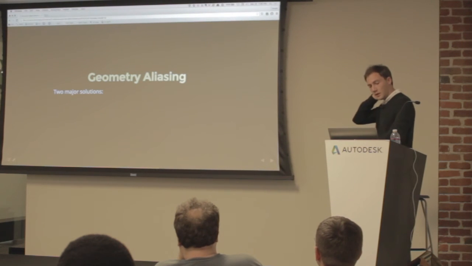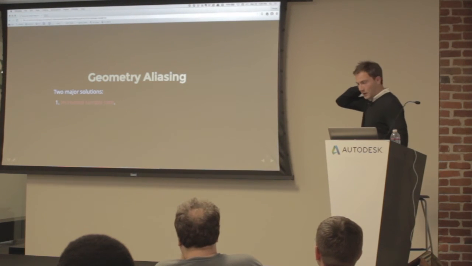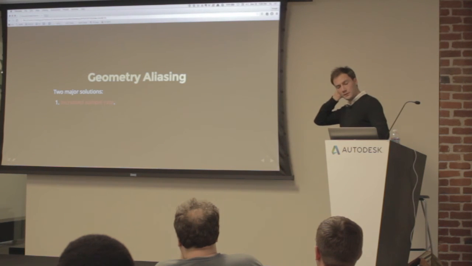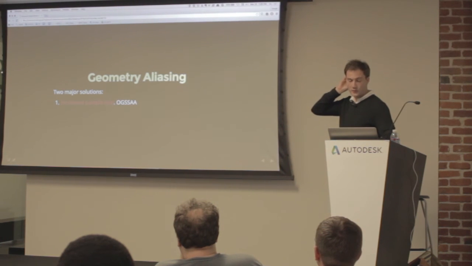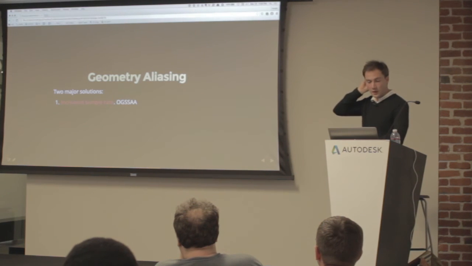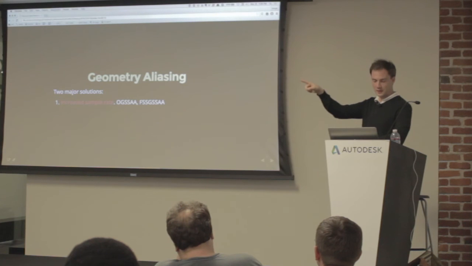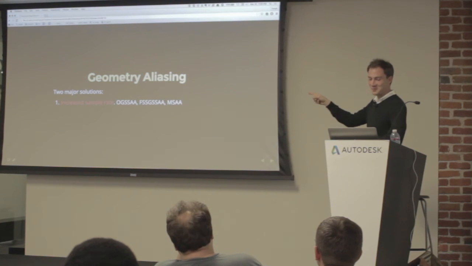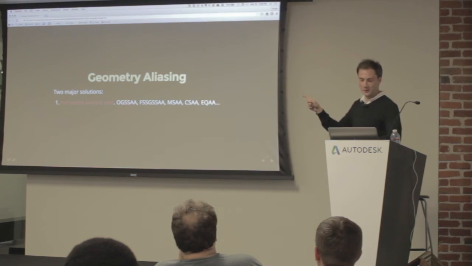So geometry aliasing, there are two types of solutions. You can increase the sample rate, and some of the techniques include, the names are really weird, this one is ordered grid super sampling anti-aliasing. This one is full screen sparse grid super sampling anti-aliasing. There's multi-sample anti-aliasing. There's coverage sample anti-aliasing. And this one, I forgot, that's from AMD.